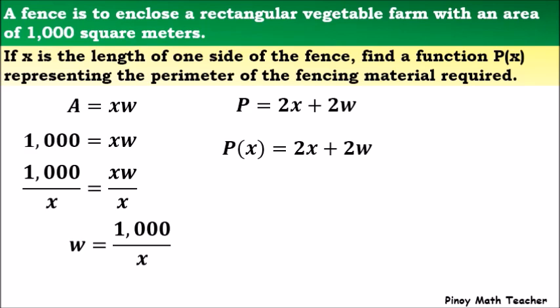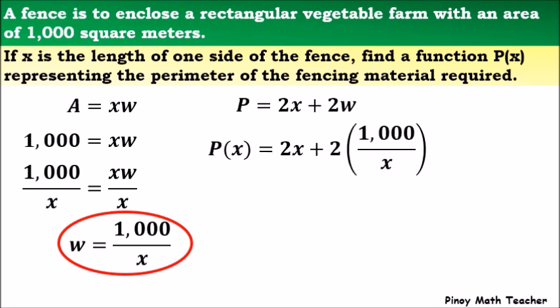Ang problema ay hindi pa naka-express ang right side ng expression in terms of x. So, dyan papasok yung sinolve natin kanina na w. Okay, replace w by 1,000 over x. Multiply natin yung 1,000 sa 2. So, we have p of x equals 2x plus 2,000 over x. Ito na yung ating function p of x na magre-represent sa perimeter ng rectangle.